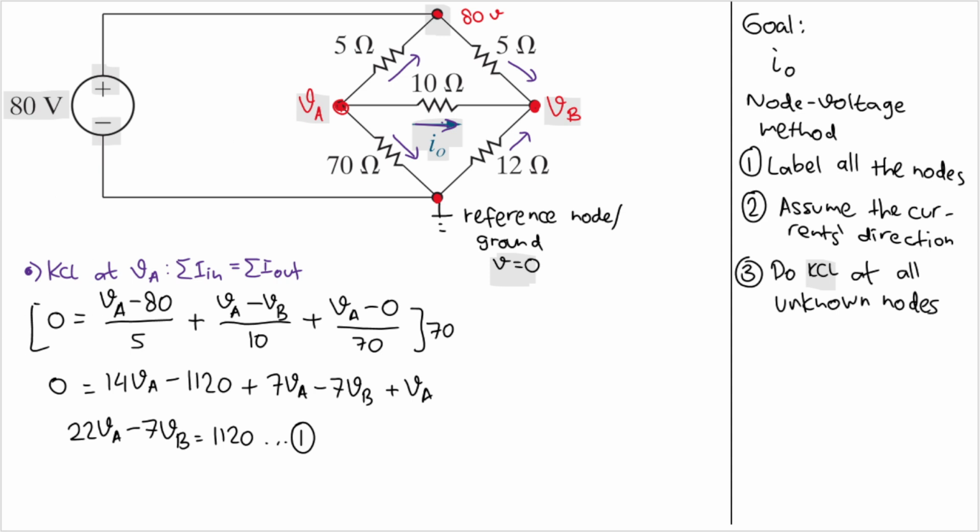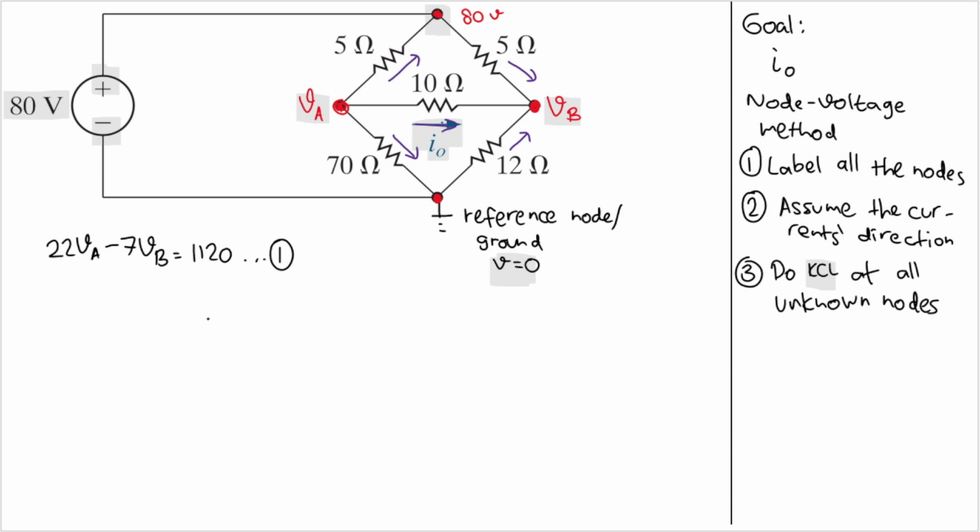Okay, maybe let's clean this a bit. Okay, let's do our second KCL here. Now let's do KCL at node VB. Okay, KCL said that the sum of the current that goes in will equal to the sum of the current that goes out. Good. Let's see at node VB here. All the current are going in.